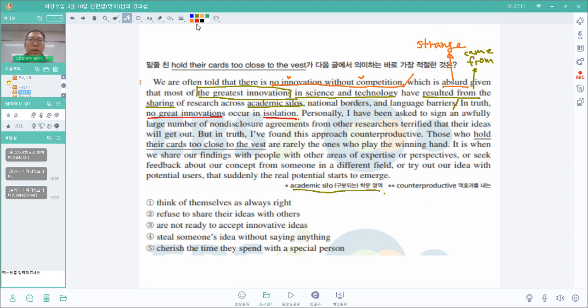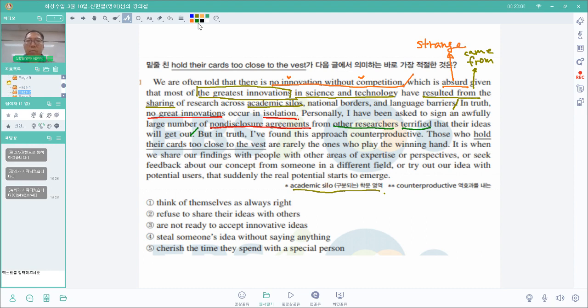Personally, I have been asked to sign an awfully large number of non-disclosure agreements from other researchers, terrified that their ideas will get out. So many times before, I was asked to sign a non-disclosure agreement. A non-disclosure agreement is a promise that I'm not going to tell the knowledge, the research result, out of the company, or to other people but you. So many researchers, when they work with me, ask me to sign this agreement because they are terrified that their ideas will get out.